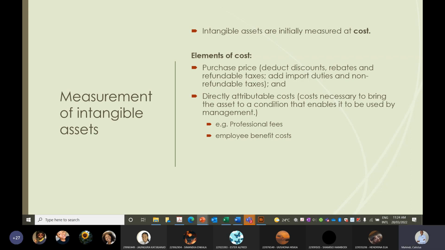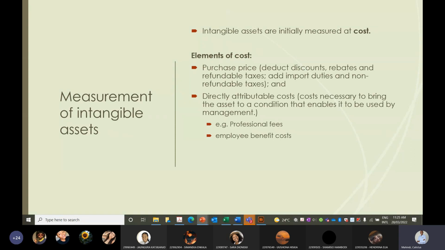If you buy a fishing quota, then your purchase price would be considered the cost of that intangible asset, which is that quota. However, you must deduct any discounts, you must deduct any rebates. A rebate is just a type of discount. Any refundable taxes such as VAT, you should deduct. Those would be deducted from your purchase price. And then you have directly attributable costs that are necessary to bring the asset to the condition that enables it to be used by management.